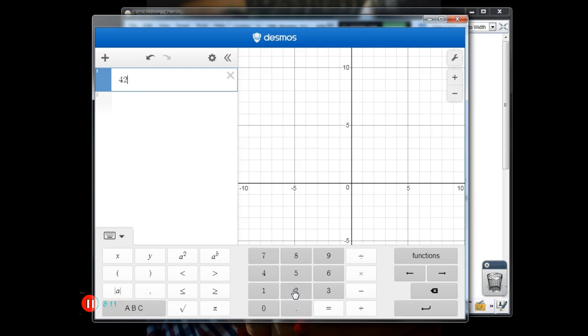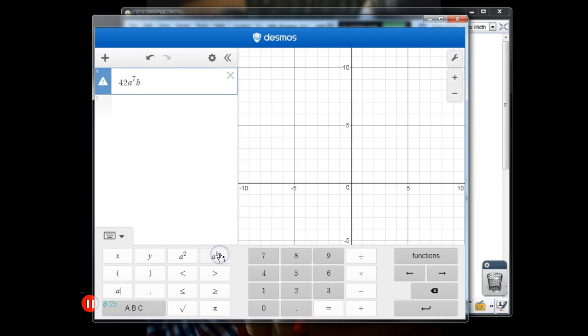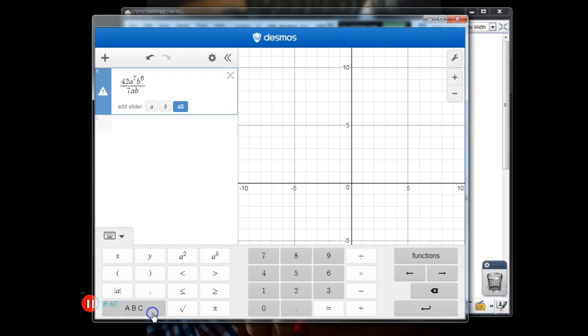But instead of x, we're going to use a, to the power of 7, and b to the power of 6, and that is all being divided by 7, a to the power of 2 and b to the power of 5. Okay, so I switched x with a, y with b.